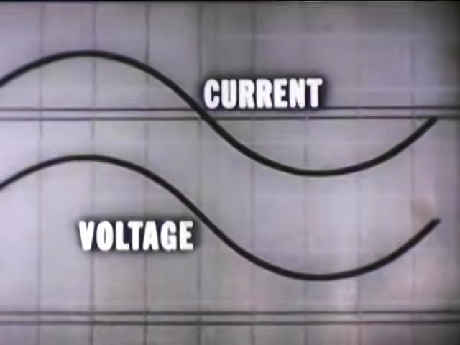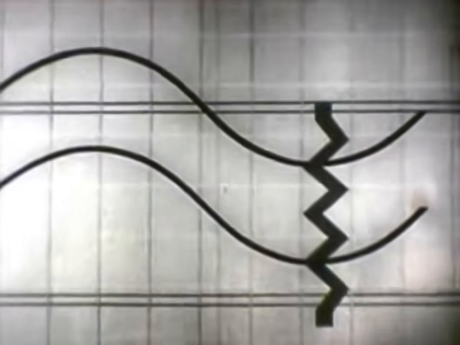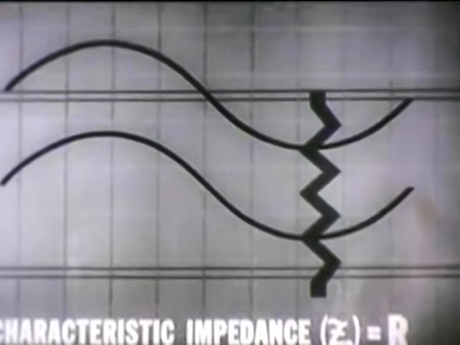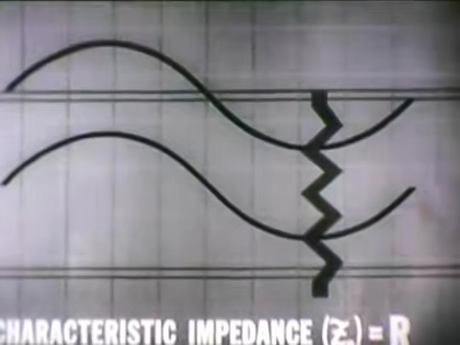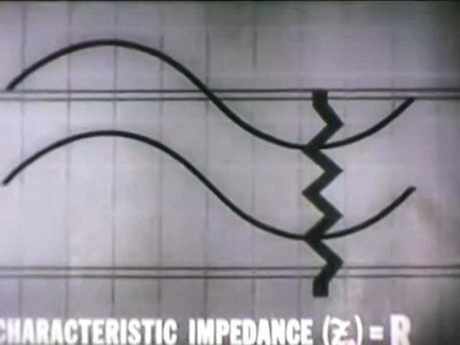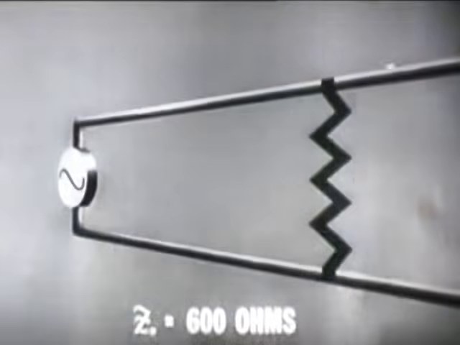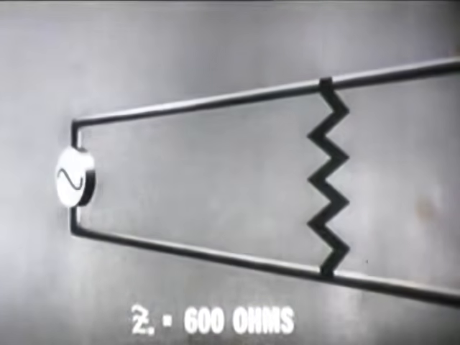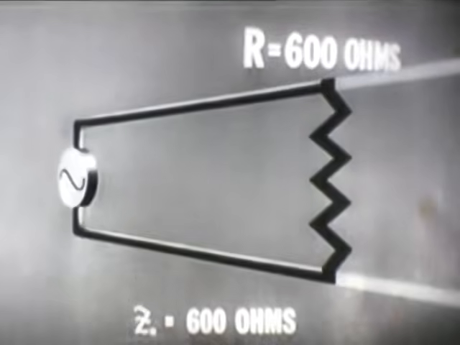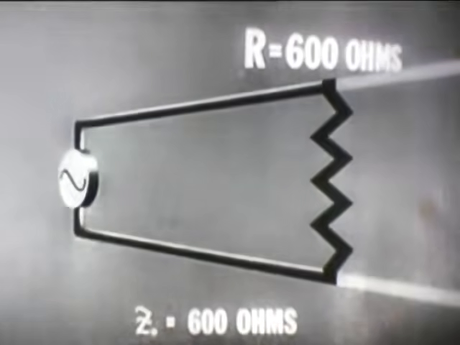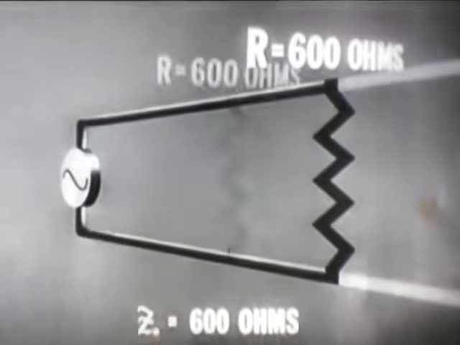Now, since current and voltage are in phase, our transmission line is acting as a resistance. This resistance is called the characteristic impedance of the transmission line. To the generator, characteristic impedance appears the same as any resistor of equal value placed between the generator terminals. If the characteristic impedance of our infinite line is 600 ohms, we could terminate the line with a 600 ohm resistor. We have changed our infinite line into a practical line, yet the resistance and current remain the same.